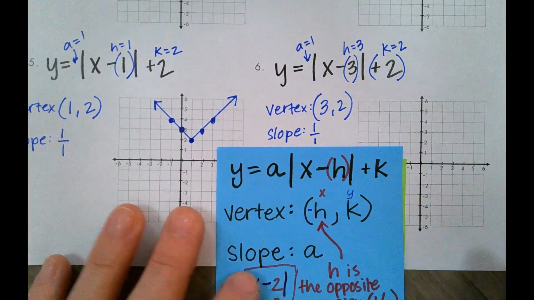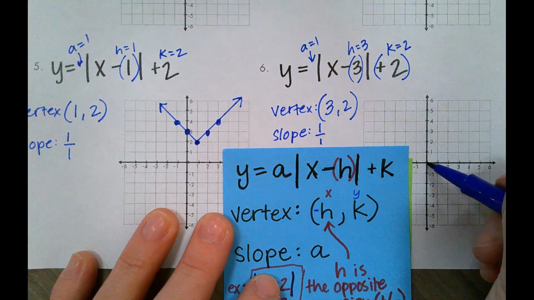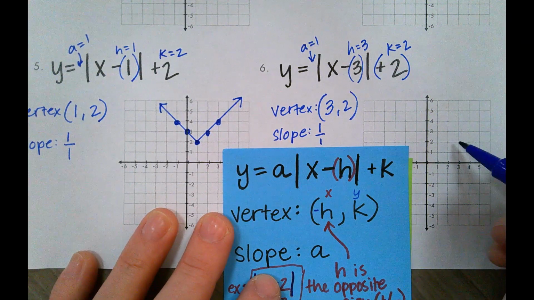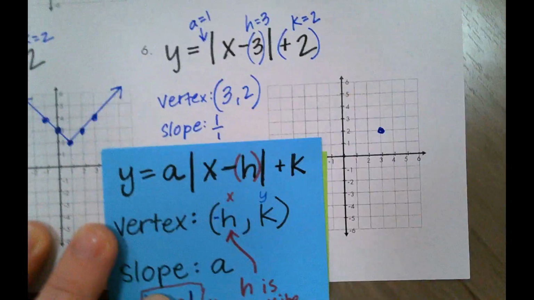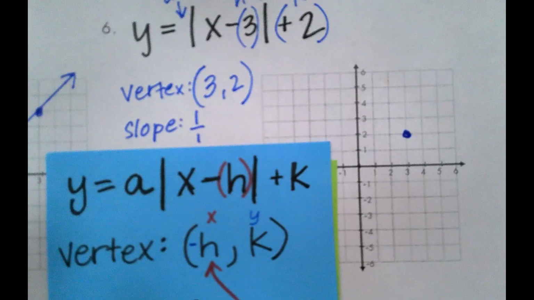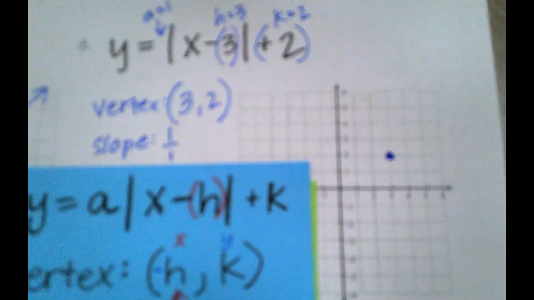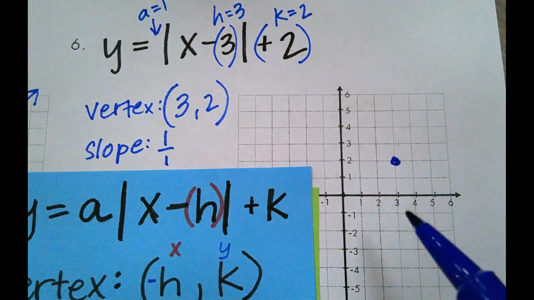So now you go to the plus 3. So you go right 3 and up 2. Perfect. So my X is 3. I go over to 3 on the X axis, and then I go up 2 for Y. And my vertex is right here at 3, 2. I'll zoom in so we can see it a little better. There's my vertex, 3, 2.